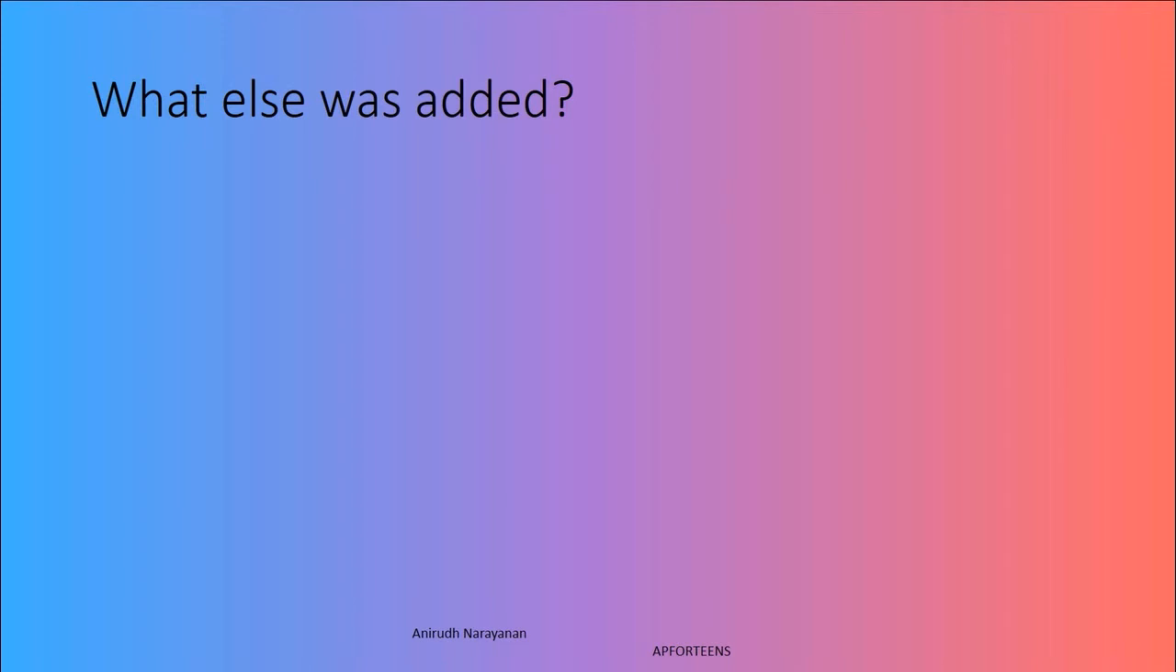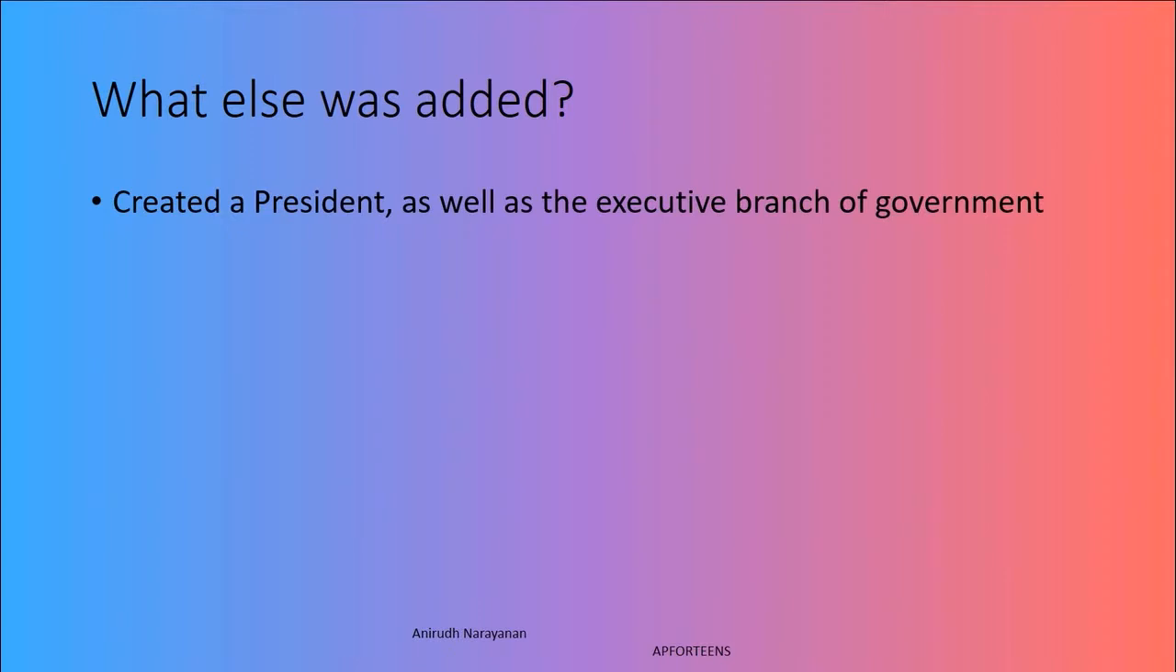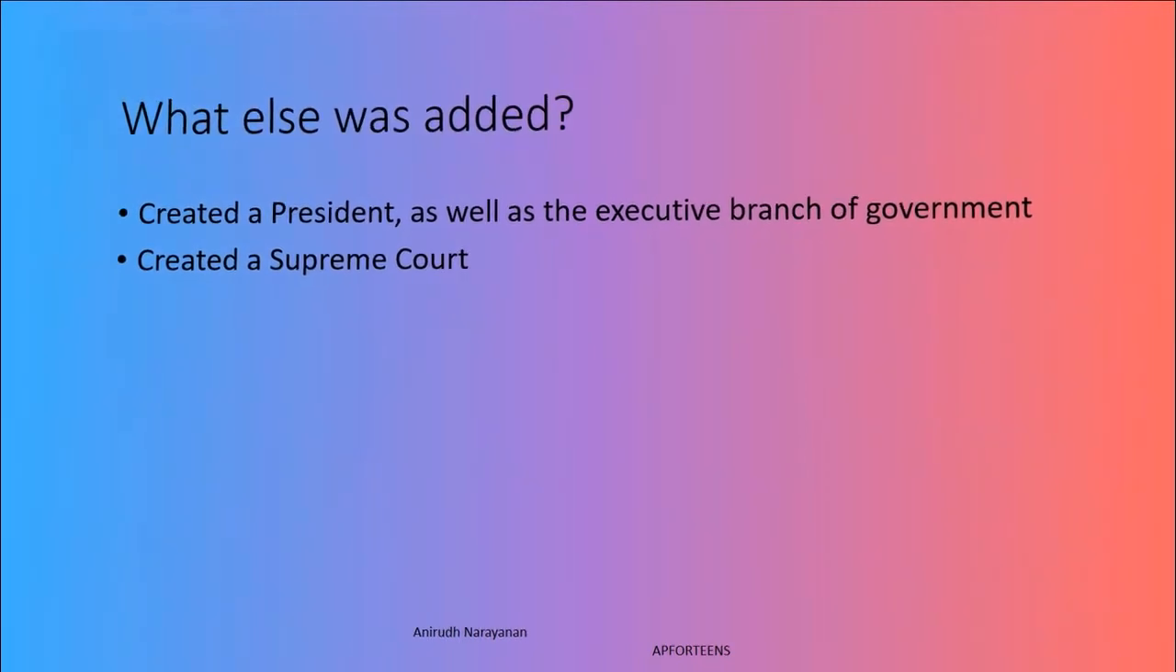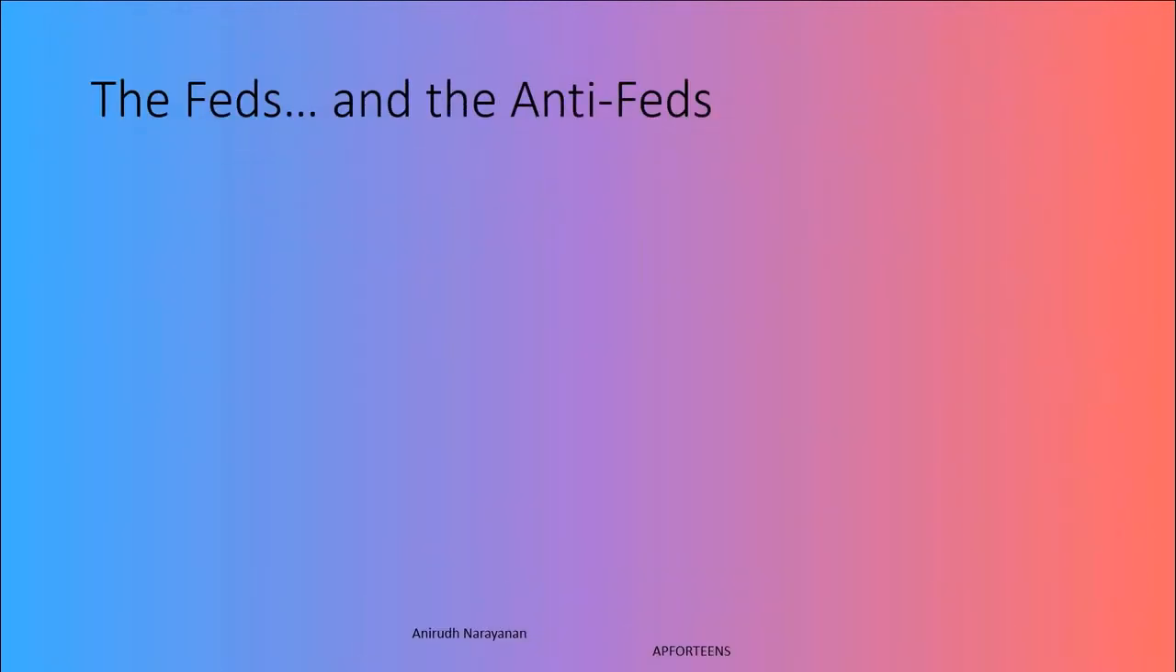Now, what else was added in the Constitutional Convention? There were a couple of big things that happened. Number one, they created the president, and in fact, they created a brand new executive branch of government to be able to help execute the laws. They also created a national Supreme Court, which is now seen even to this day. Then we had a discussion between the feds and the anti-feds.